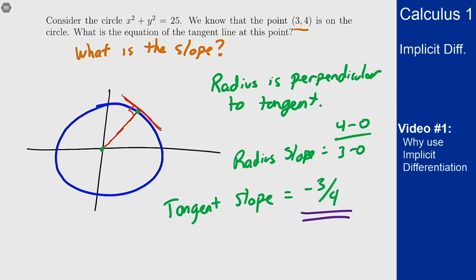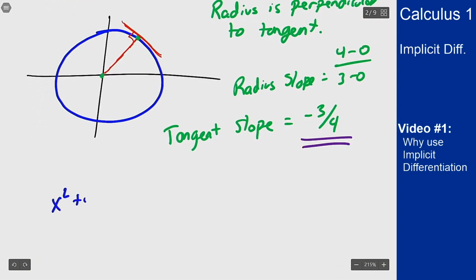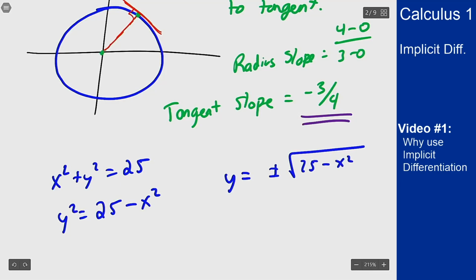We can also find this using calculus. The main thing I need is y as a function of x to be able to take derivatives. So if I have x squared plus y squared equals 25, I can solve for y to get the function I want to differentiate to find the slope. If I do that, I get that y squared is 25 minus x squared, or y is plus or minus the square root of 25 minus x squared.